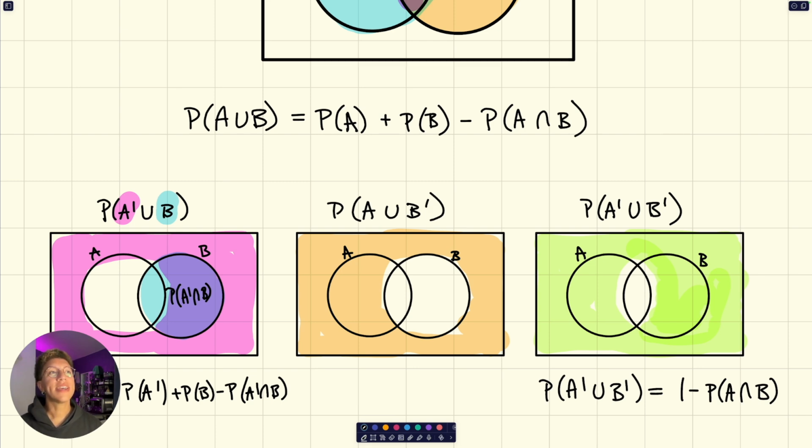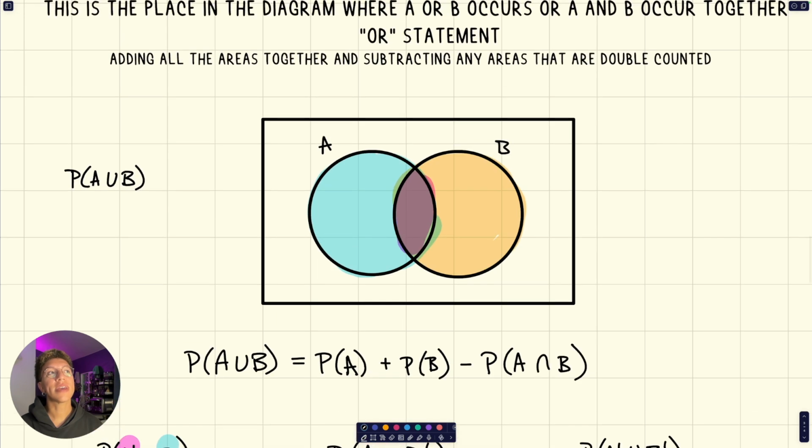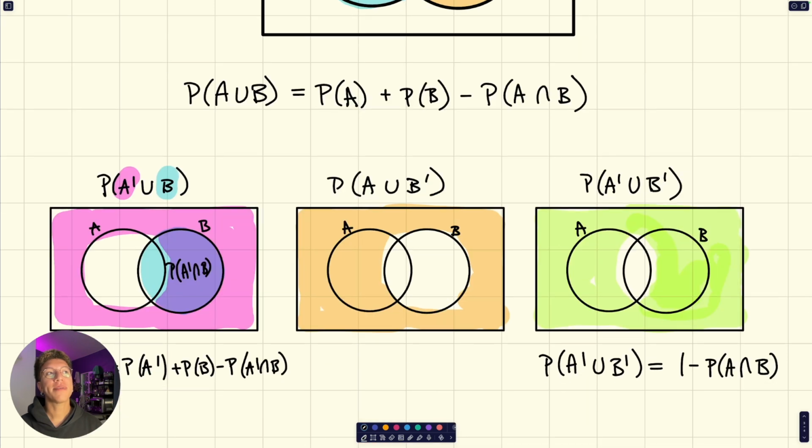So what we see here is our 4 possible cases for union. We have the probability of A union B shown here, which is both circles. And then we have the probability of A not union B, A union B not, and finally the union of A not union B not.